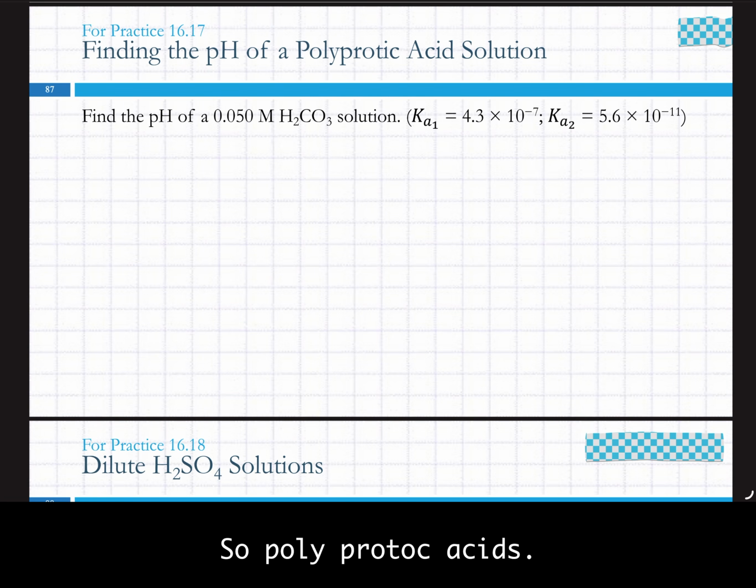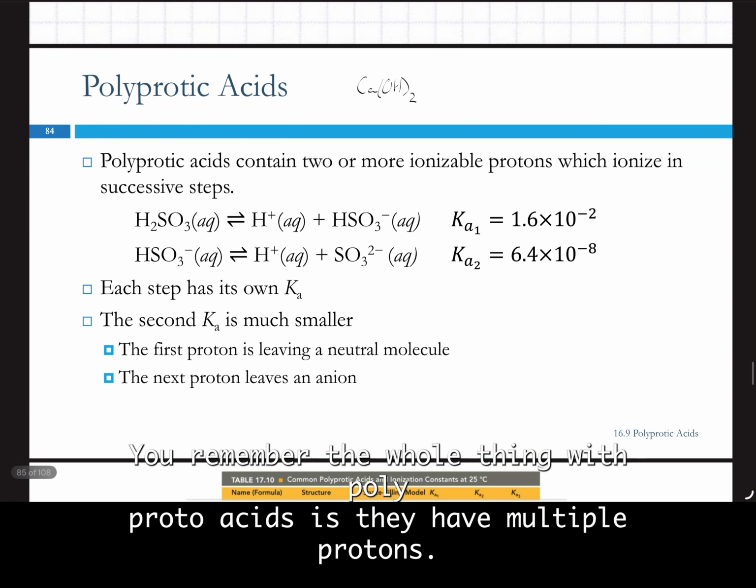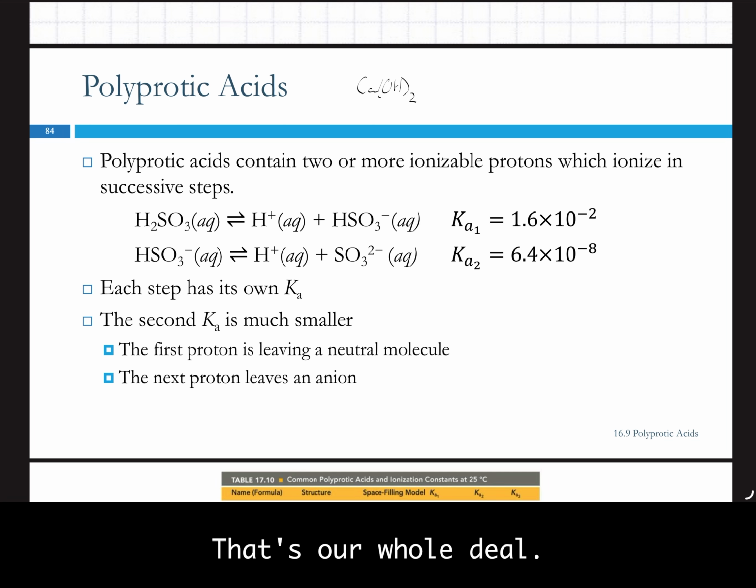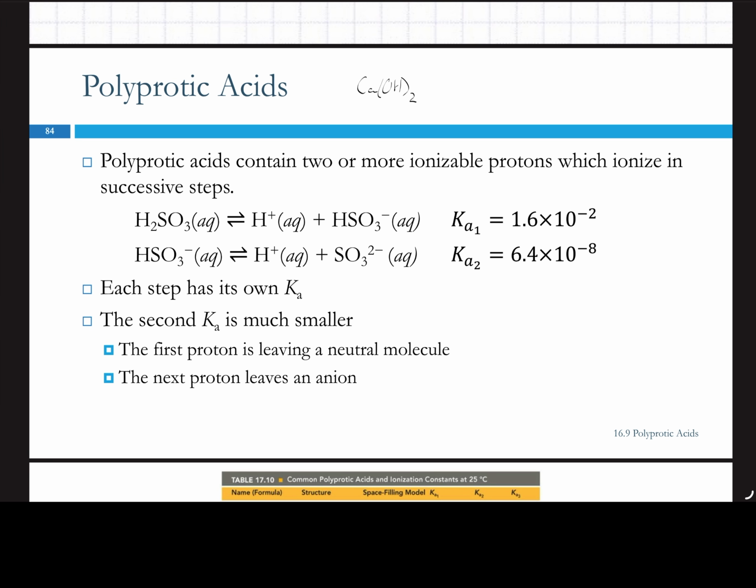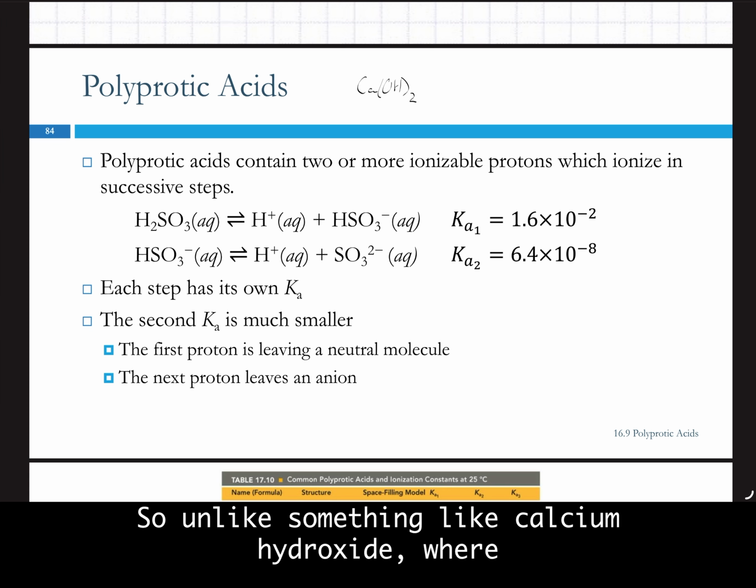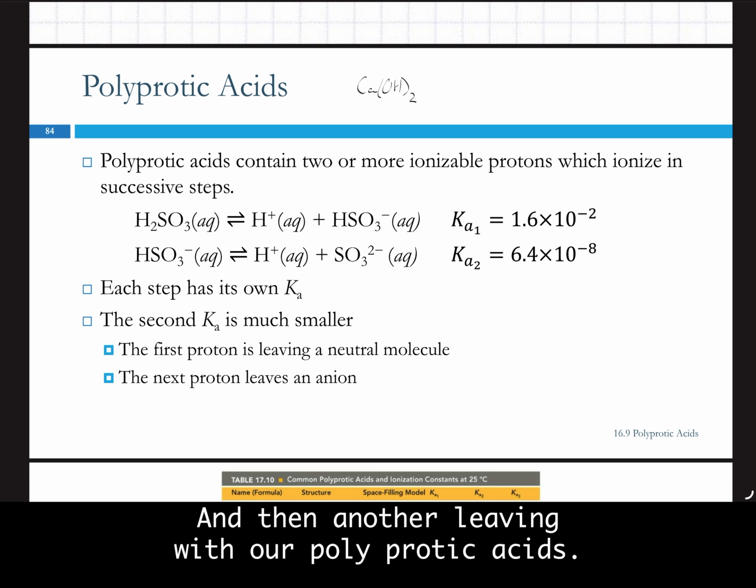All right, so polyprotic acids. Remember, the whole thing with polyprotic acids is they have multiple protons. That's their whole deal. And those protons come off one at a time. So unlike something like calcium hydroxide, where both hydroxides leave at the same time, we don't have to think about one leaving and then another leaving.